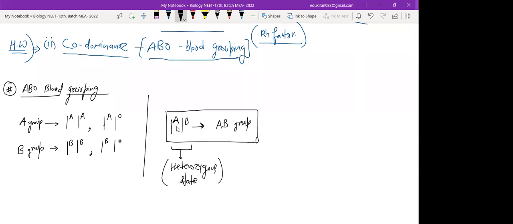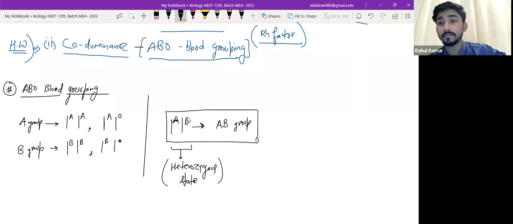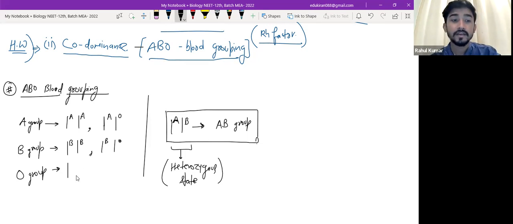Yes, sir. Now for AB to happen, there is only one condition, that both the antigens come from both the parents. And then what is O group? O group is not recessive, it is absence. Do not think it is recessive because it is nothing. So from the first parent, there was no antigen that came on the RBC, and from the other parent also, there was no antigen. And there is only one possibility to make an O blood group. Yes or no?